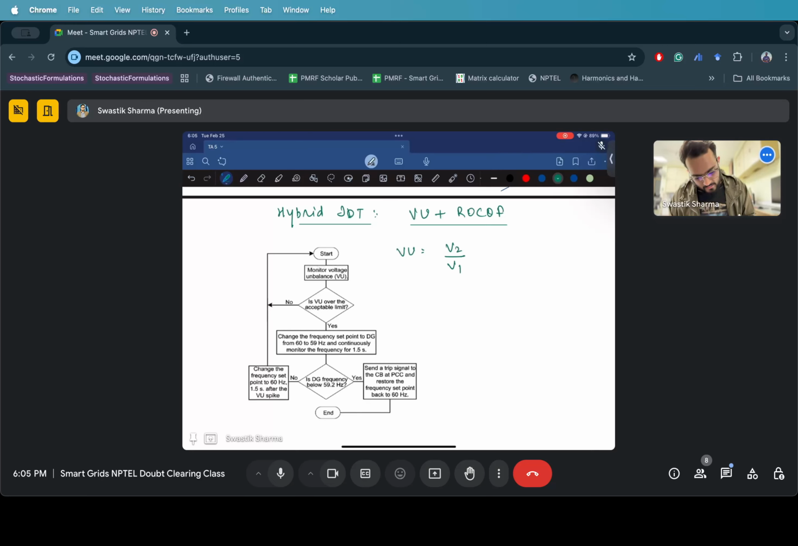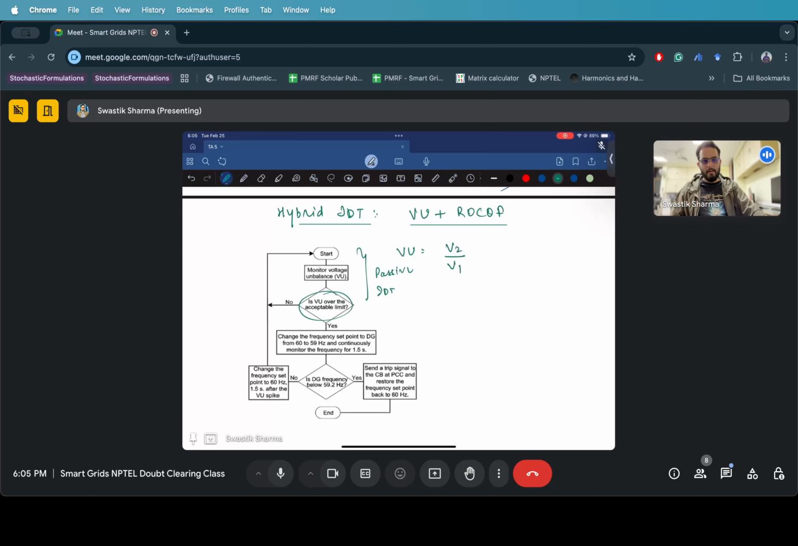So this part is passive. Sorry, this is passive. We are monitoring the voltage unbalance and we check if it is over the acceptable limit. If no, that means no unbalance has occurred and we can continue with our normal mode of operation. But let's say there is voltage unbalance detected. It can so happen that it is normal operation.